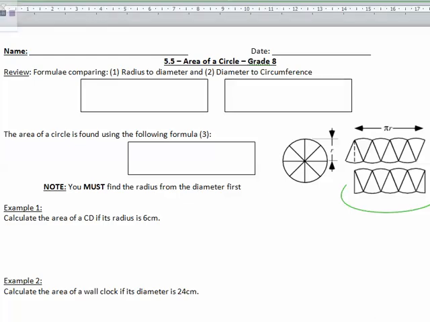Great. So welcome to grade 8 math again. We are now in chapter 5.5. We are now looking at the area of a circle.